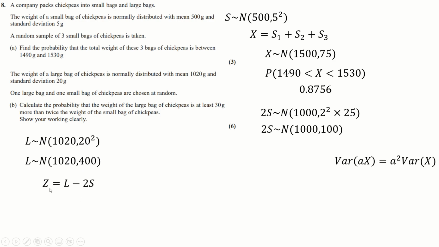We'll call that distribution Z. So L minus 2s will just take away the means to get, it's normally distributed with a mean of 20. But don't take away the variances, of course. Always add the variances. 400 plus 100 is 500. And now this is looking good because I want to work out that the difference between a large and twice the small is more than 30. I want the difference to be at least 30. So I want the probability that Z is more than 30, which of course is 1 minus the probability is less than 30. And with this distribution here in a calculator, we can work that out very easily. And we'll end up with that number there.